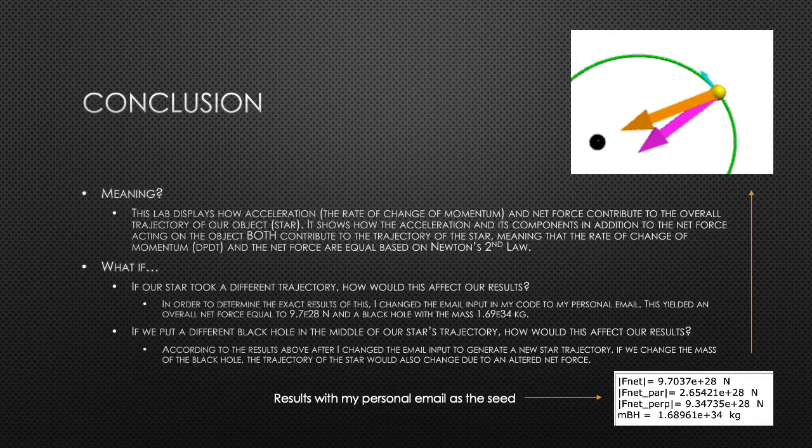Alternatively, what if we put a different black hole in the middle of our star's trajectory? How would this affect our results? According to the results above, being the ones that came from me changing my email, if we change the mass of the black hole, then the trajectory of the star should also change due to the altered net force, due to the force of gravity acting on the star by the black hole.